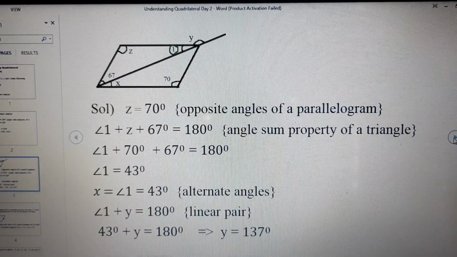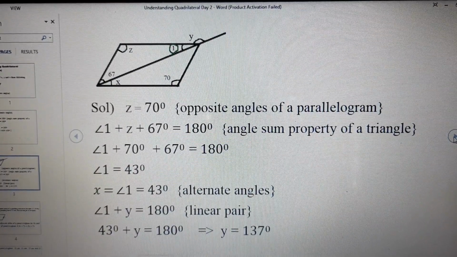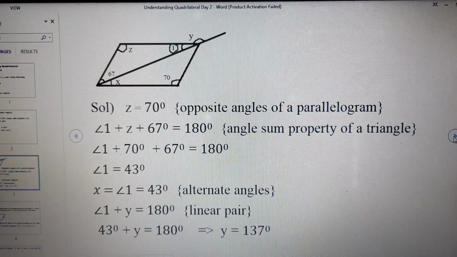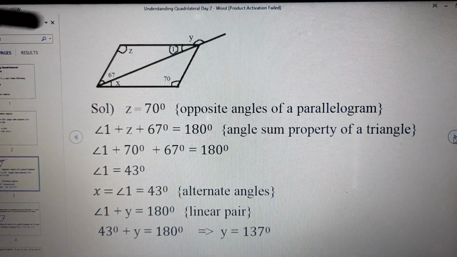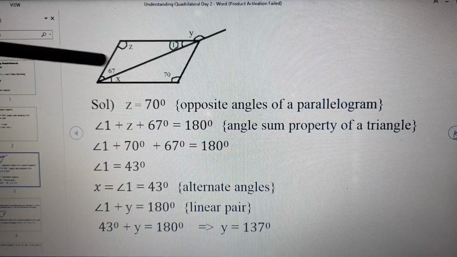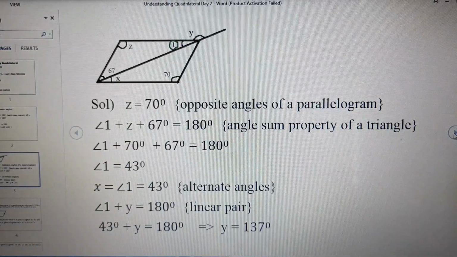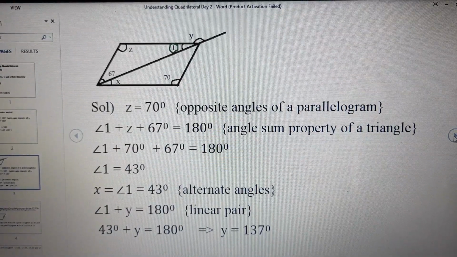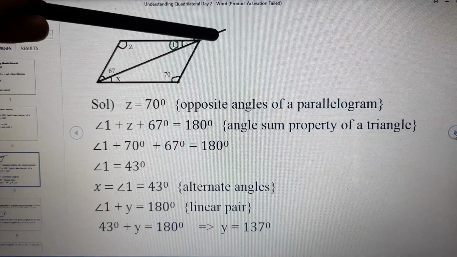Now moving on to the fourth part of the same question. This is also a parallelogram. Parallel lines are not mentioned here. This line is parallel to this line. This line is parallel to this line. Opposite lines are parallel to each other. Angle y is an exterior angle.